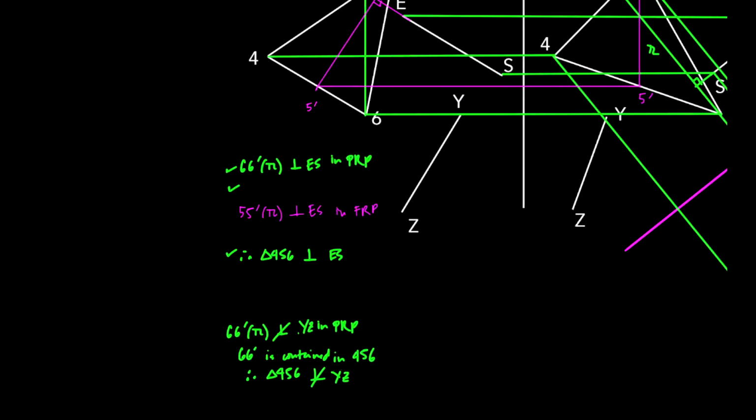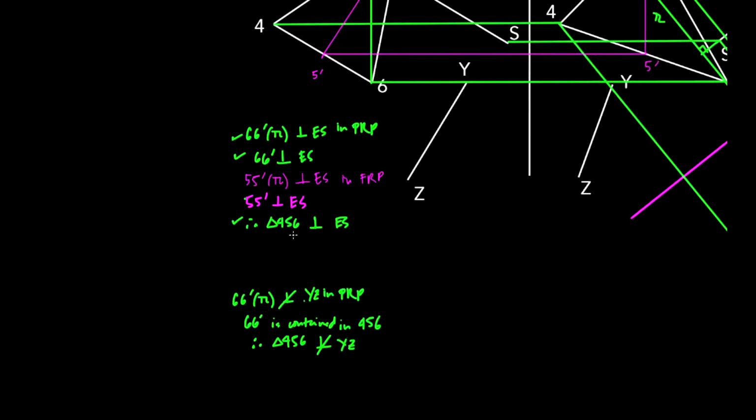So what happens is, therefore, 6, 6 prime is perpendicular to ES. Here, 5, 5 prime is perpendicular to ES. Then, 6, 6 prime and 5, 5 prime are contained in triangle 4, 5, 6, and therefore triangle 456 is perpendicular to ES.